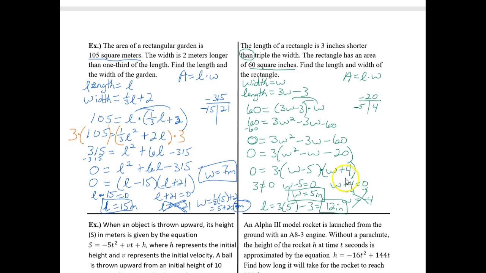And there you go. And of course I can check this because I could multiply these together and they need to equal the 60 square inches for the area. Alright, there you go.